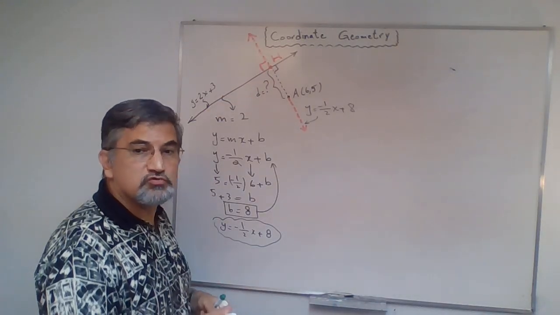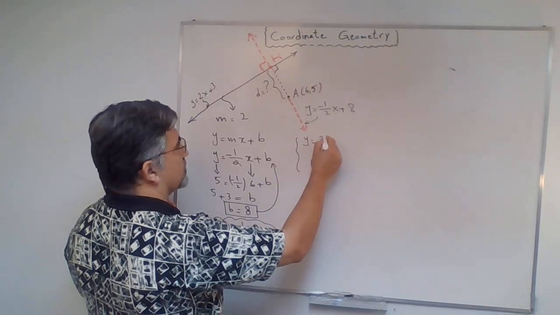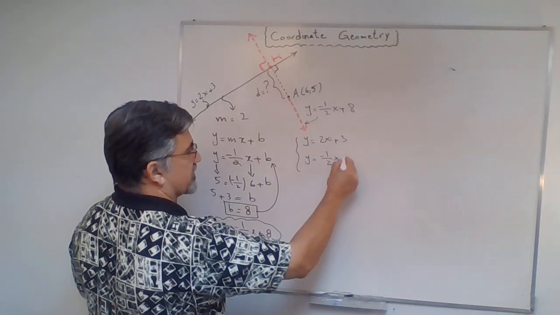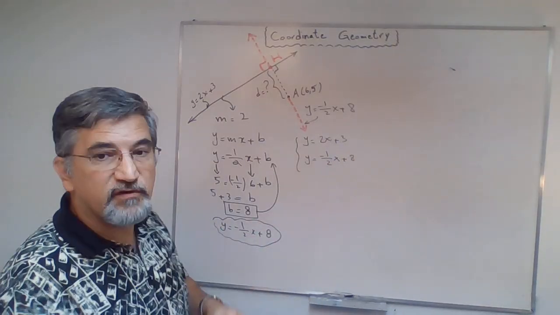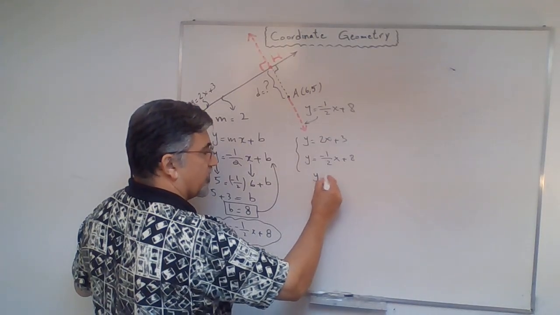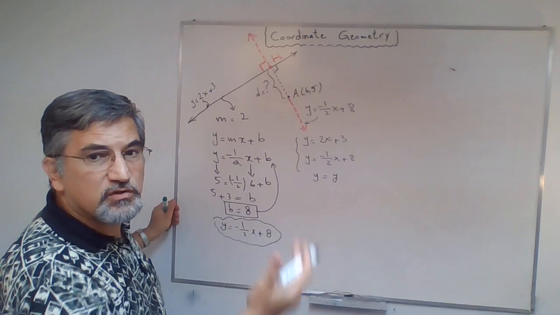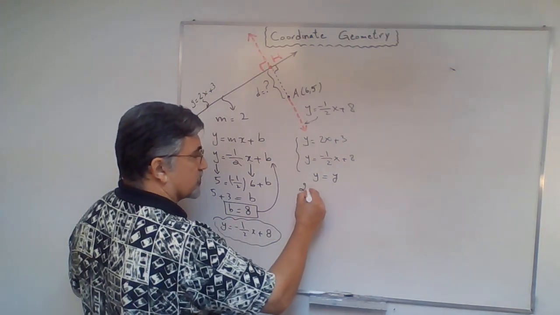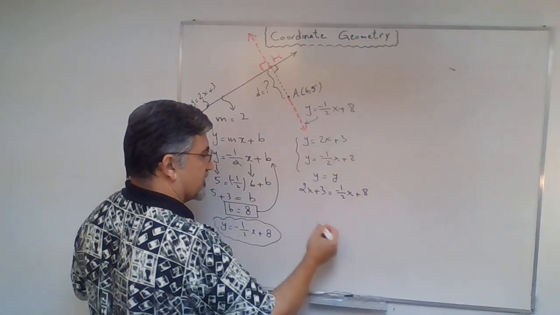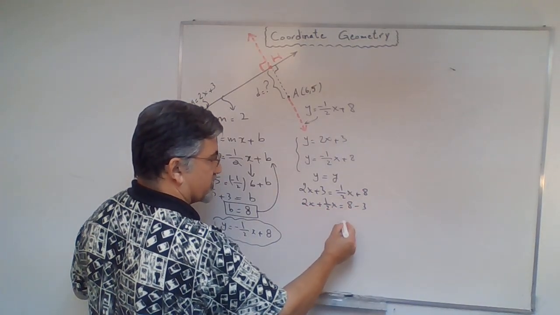So I'm going to construct a system of equations. So the first line is y equals 2x plus 3. The other one is y equals negative 1/2 x plus 8. And now I'm trying to find the point of intersection of these two lines. So I'm going to say y is equal to y. This is called comparison method, or you can call it substitution if you want. So 2x plus 3 equals negative 1/2 x plus 8. That means 2x plus 1/2 x equals 8 minus 3, which is 5.